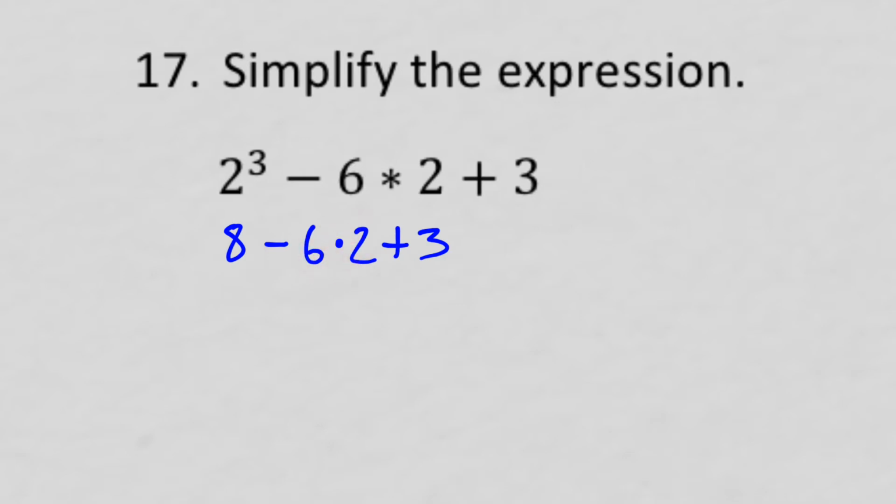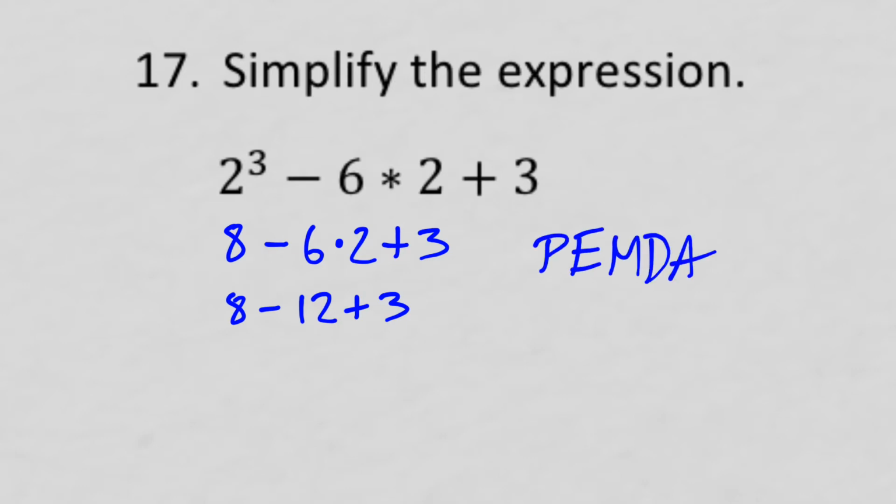6 times 2 is 12. So it's 8 minus 12 plus 3. Now I have minus and plus. And a lot of you guys get this wrong because you choose to add first. Because you think, oh, it says PEMDAS or GEMDAS, which is the same thing. And you think adding is first and then subtracting.